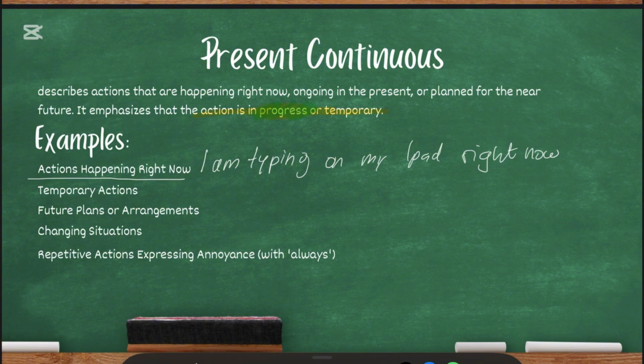The next thing is about temporary actions, for activities that are happening around the moment that we're speaking but are temporary. For example, she's staying with her parents this week, only for this week. Usually she doesn't stay there, but she is staying there this week. Or we are working on a project for school.